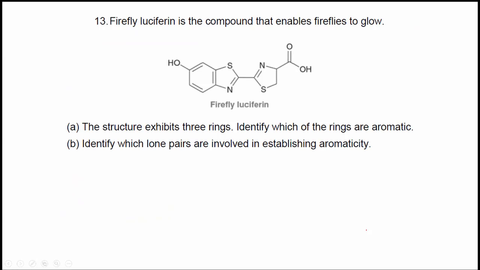Okay, so this is the structure of firefly luciferin, which enables fireflies to glow. And they actually use this compound in assays with enzymes to see if there's transcription that's working properly. So if the little wells in the cells glow, to a certain degree, they know that things are working. And if they don't glow, it's not working. So this structure has 3 rings. Which of these rings are aromatic? And then which of them has lone pairs that help establish aromaticity? All right, so which of those rings are aromatic?